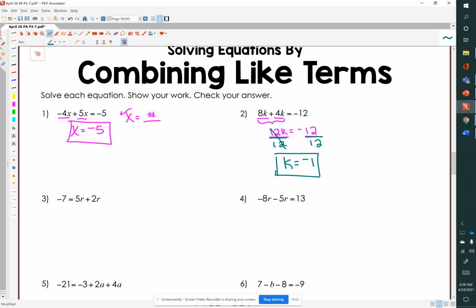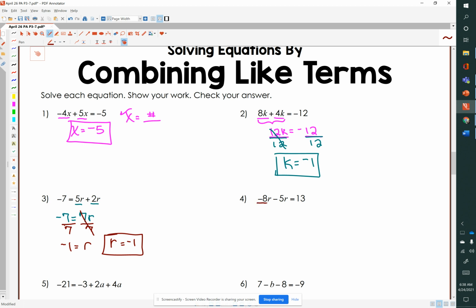Number 3, negative 7 equals 5r plus 2r. 5r plus 2r equals 7r. So negative 7 equals 7r. And we will divide by 7, positive 7, in order to isolate that r. So that means r equals negative 1. And I like to write it this way with the variable on the left. It's not a mandatory thing, but that's the way I like to do it.